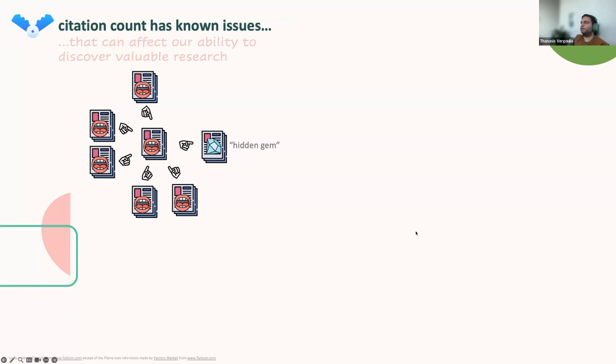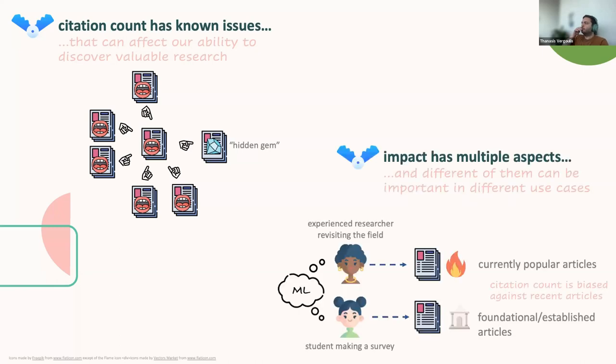For example, here we have this hidden gem. It has only one citation, but you can see from the paper that is citing this publication that it is an important paper. So since it has influenced this important paper, someone should be able to also acknowledge the fact that this work has contributed to the field, something that is not easy and is not captured by citation count based indicators.